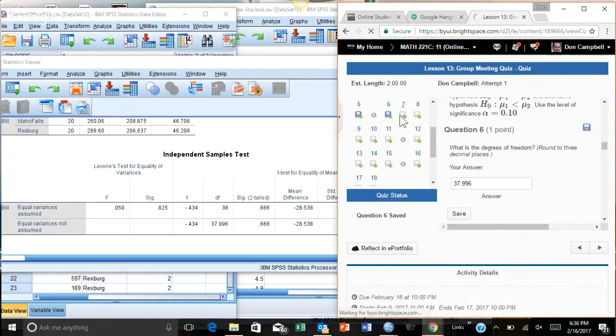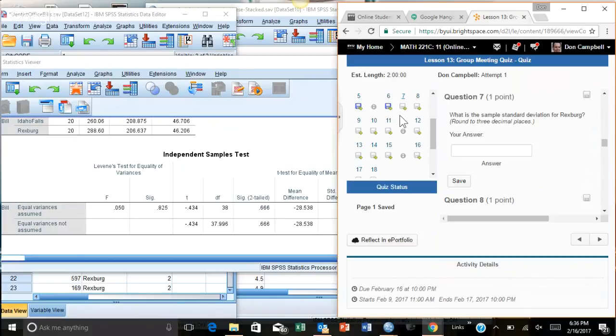Number 7. So the degrees of freedom is 37.996, and we're going with the equal variances assumed. So we're going with the bottom ones. Yes, you only use the bottom row. Okay, 37.996.